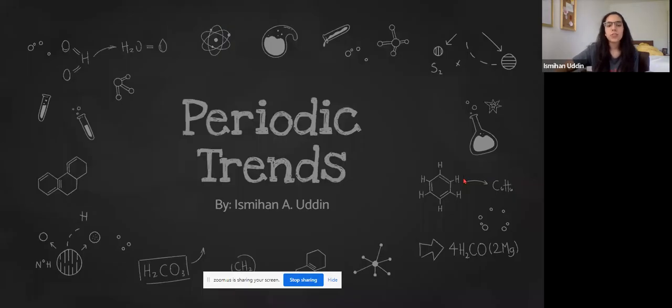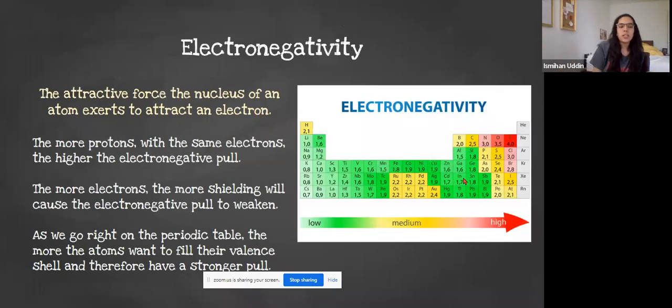So the first one that we have is electronegativity, and that is the attractive force that the nucleus of an atom exerts to attract an electron. And so the more protons that you have with the same amount of electrons, so think of that as moving across a row, the higher the electronegative pull. So we have the same amount of electron shells around it, but all that we're really increasing is the number of protons.